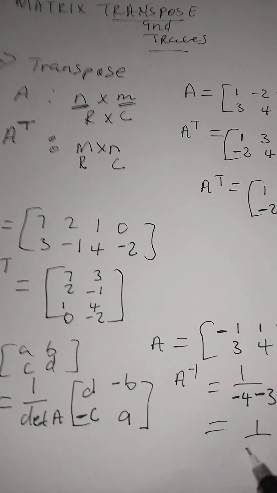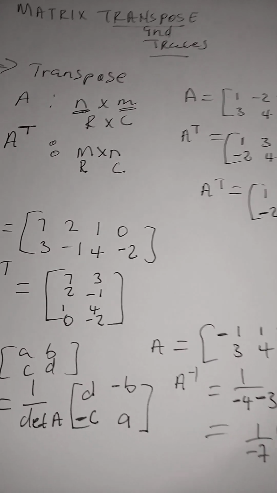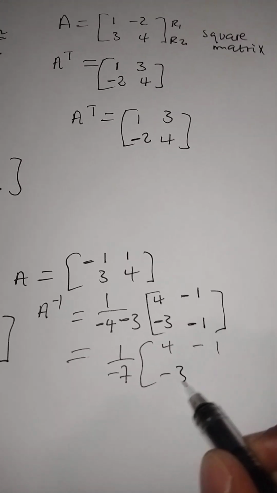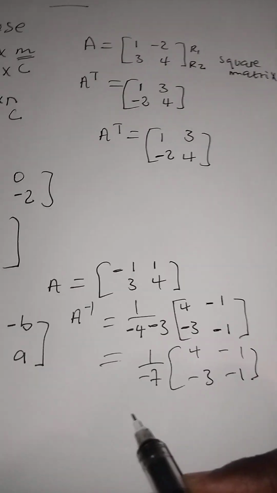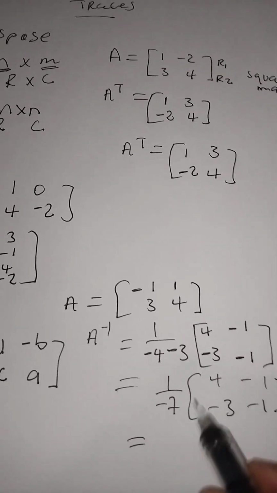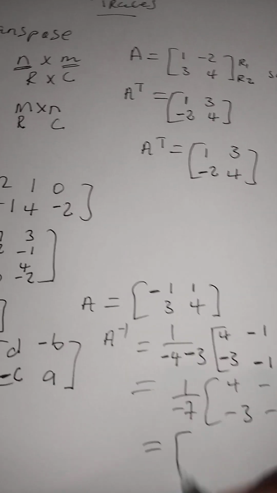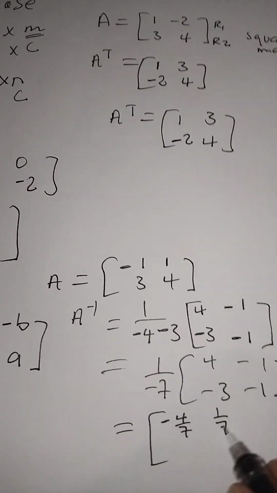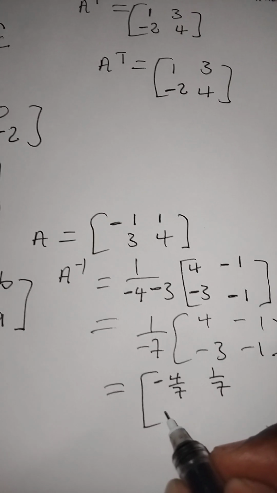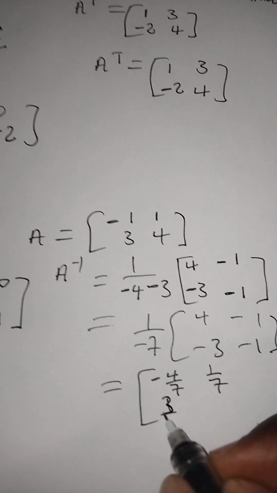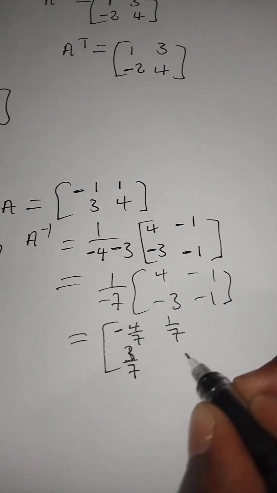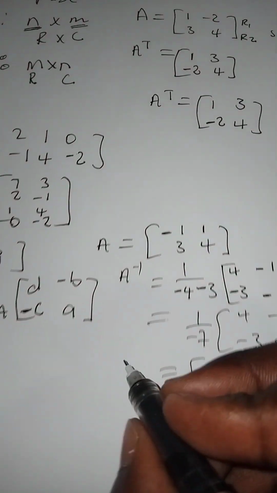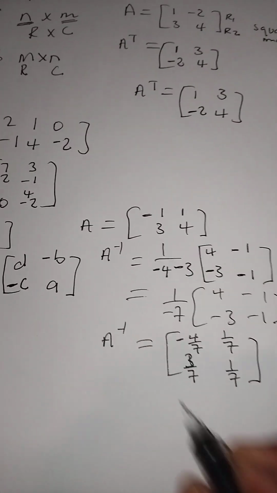Okay, then now we can simplify. This becomes 1 all over minus 7 into [1, -4; -3, -1], like that. Then we multiply by the determinant factor inside there. Then we get minus 1 over 7, 4 over 7, 3 over 7, then 1 over 7 again, like that. So the inverse of A is this one.